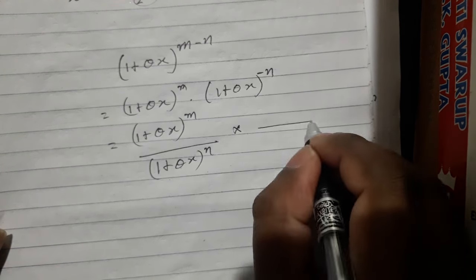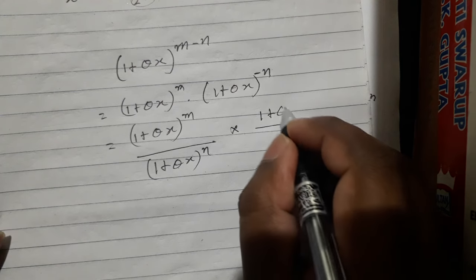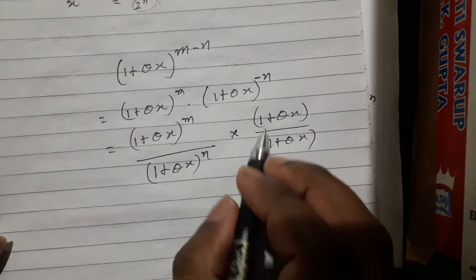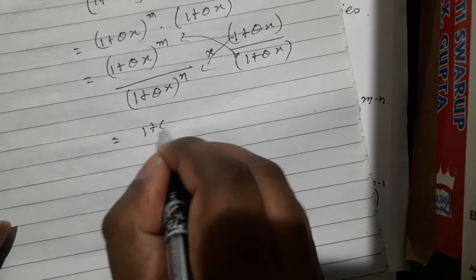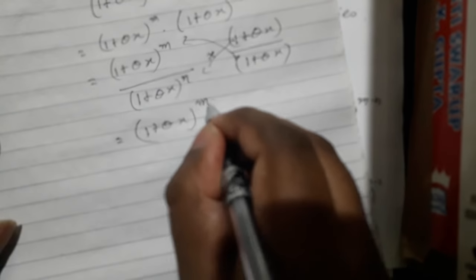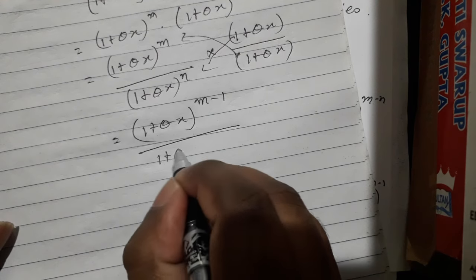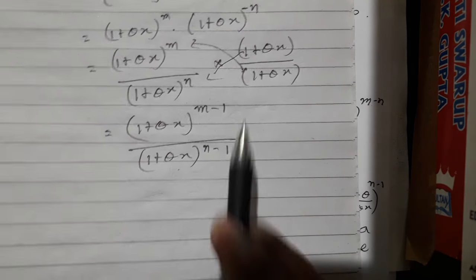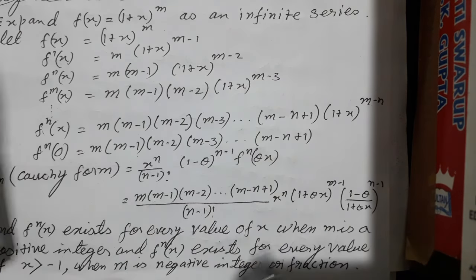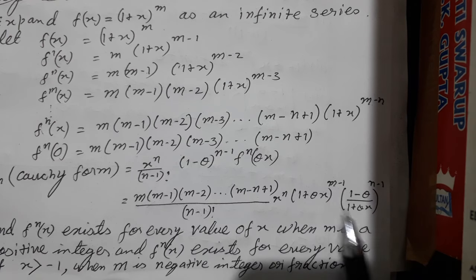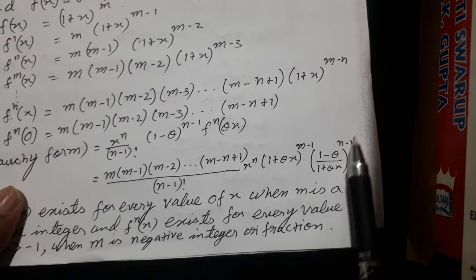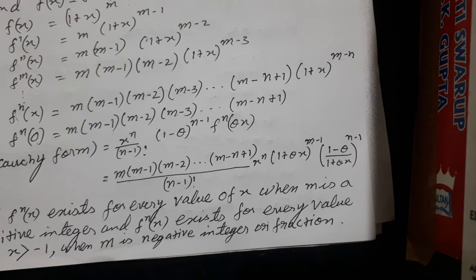Then I'll multiply both sides with 1 + theta x. For this, I'll combine with this, and for this one, I'll combine with this. If I combine this one, we get (1 + theta x)^(m-1) divided by (1 + theta x)^(n-1). So in this way we are trying to combine this. We get (1 + theta x)^(n-1) and (1 + theta x)^(n-1), and (1 - theta)^(n-1) I put together. So this is the remainder in Cauchy form.